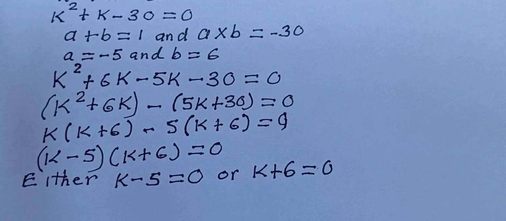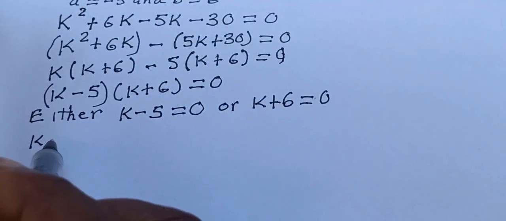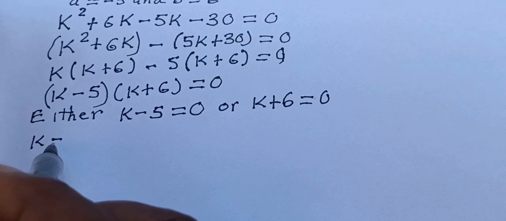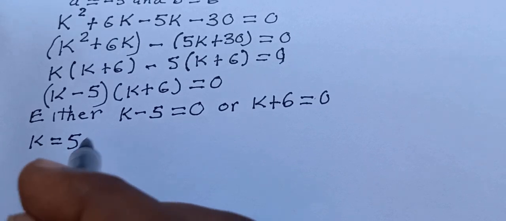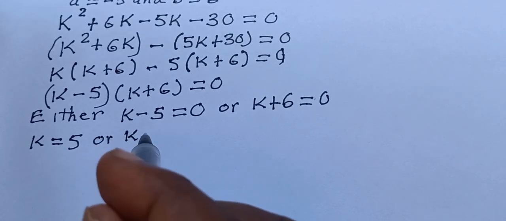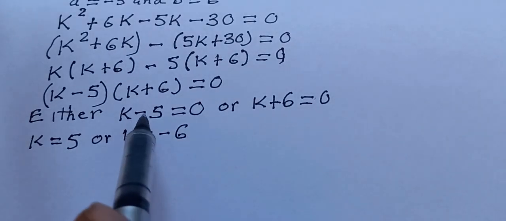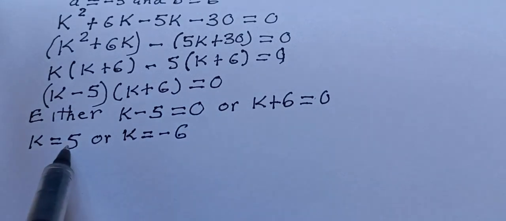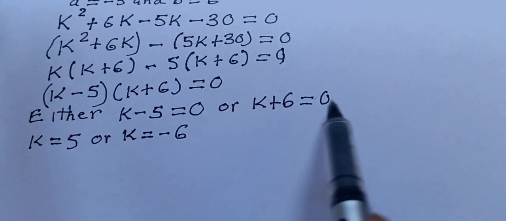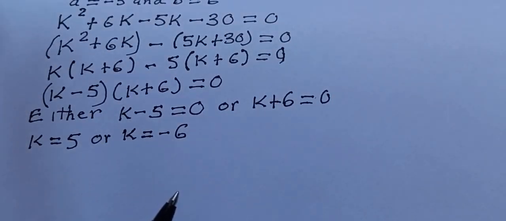So here we have k equals 5, or k equals negative 6. What we have done is only to shift negative 5 to this side, we get positive 5. Then positive 6 to this side, we get negative sign. But bear in mind, we are not told to find the value of k. We are told to find the value of x.